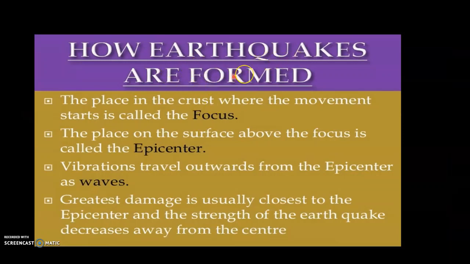How earthquakes are formed. The place in the crust where the movement starts is called the focus. The place on the surface above the focus is called epicenter. Vibrations travel outwards from the epicenter as waves. Greatest damage is usually closest to the epicenter and the strength of the earthquake decreases away from the center.